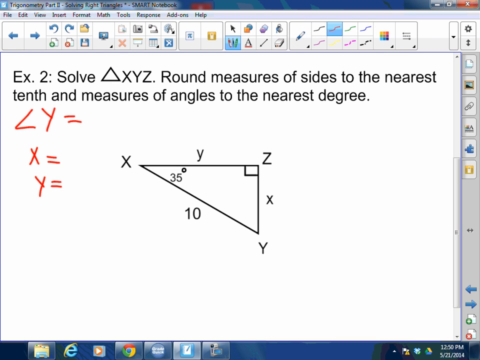Angle y is Mickey Mouse. How many total degrees in a triangle, y'all? What's 180 minus 90 minus 35? 55 degrees. So you already found y. Now, from here, who do you want to work with? 35 or 55? You always have to make these choices. 35. I say that's a great idea.